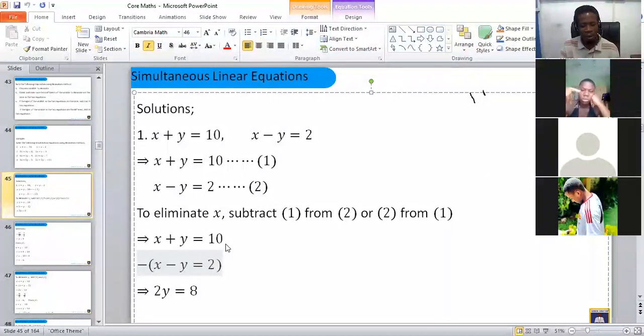Now we consider the constants. 10 minus 2, that would be 8.